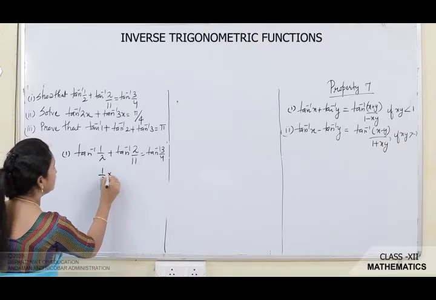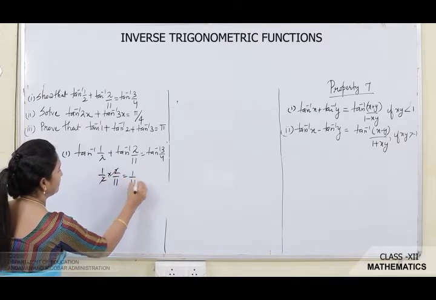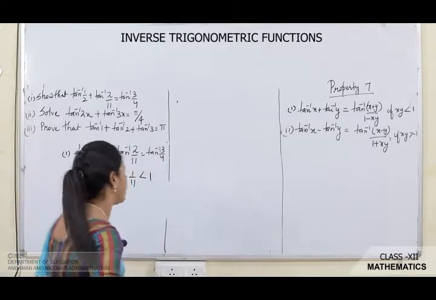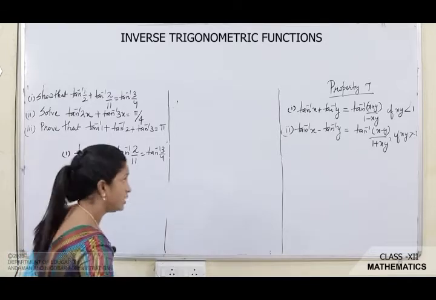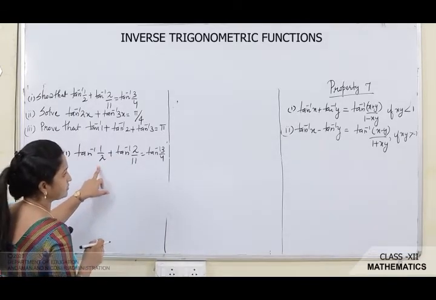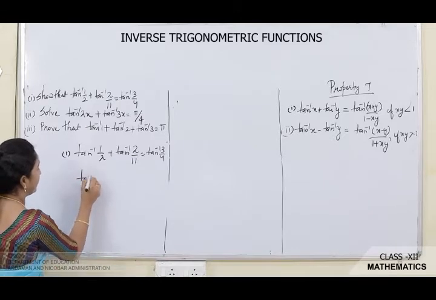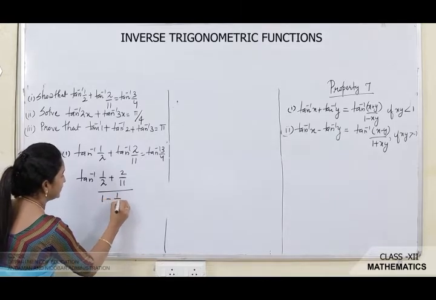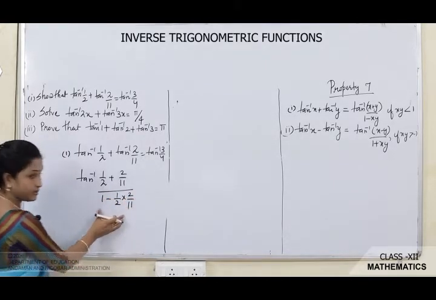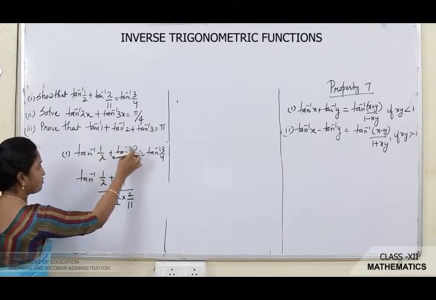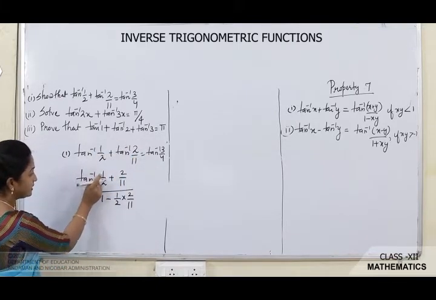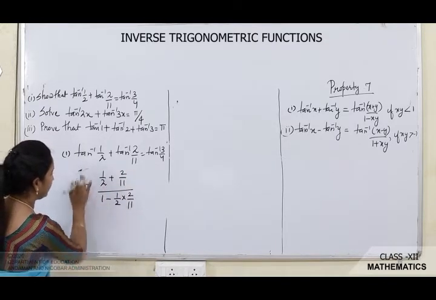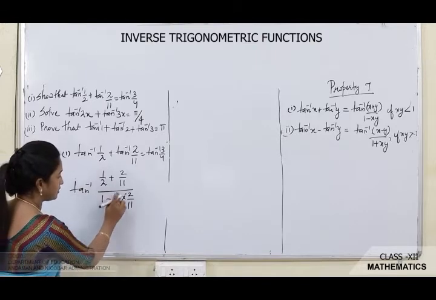Now, half into 2 by 11, you are getting 1 by 11, yes, it is less than 1. So, you can apply the property. So, this is a very important part here. You have to see the condition. So, I am applying the property: tan inverse x plus tan inverse y is nothing but tan inverse of (x plus y) by (1 minus x into y). Clear? You have to take x as half and y as 2 by 11. So, you are going to get tan inverse of (half plus 2 by 11) by (1 minus half into 2 by 11).